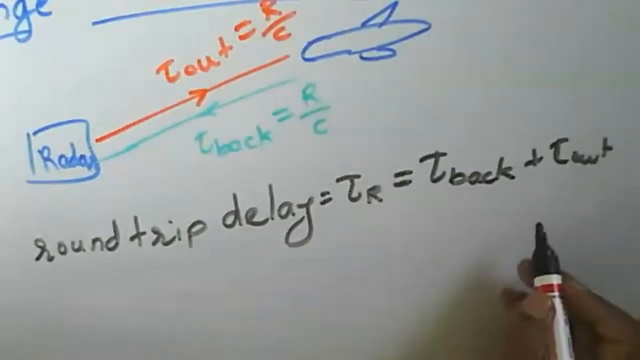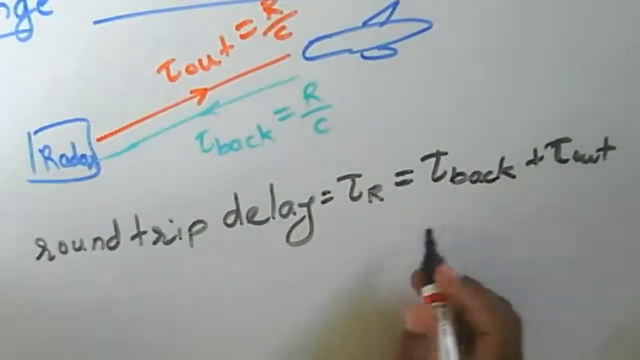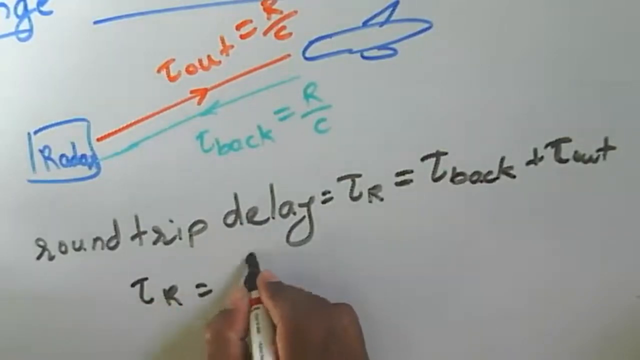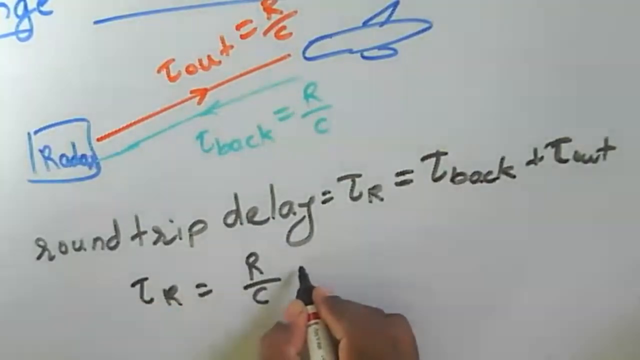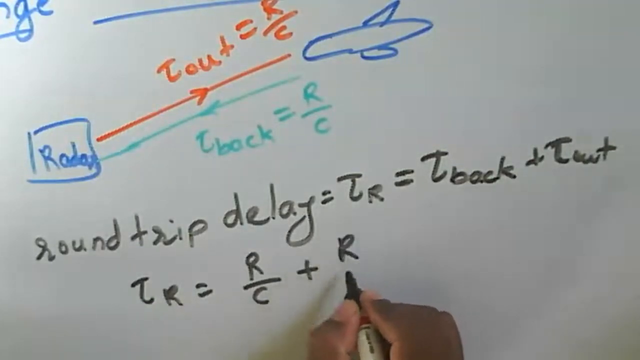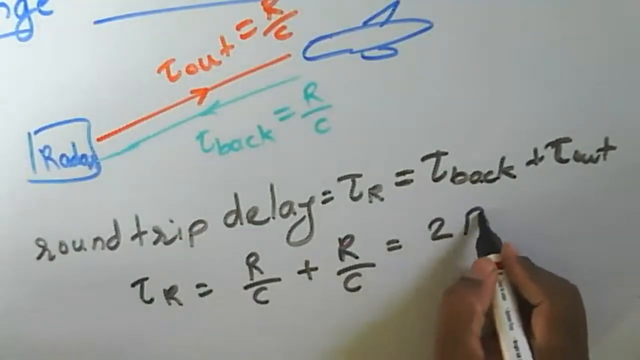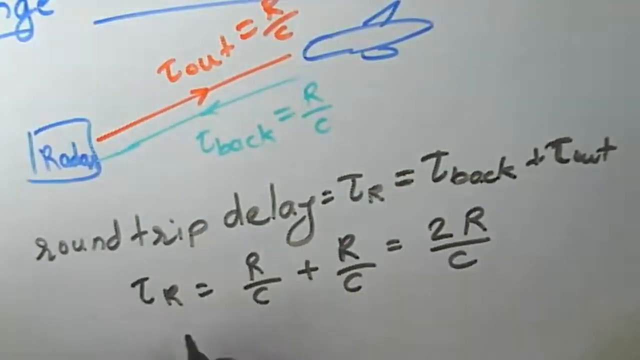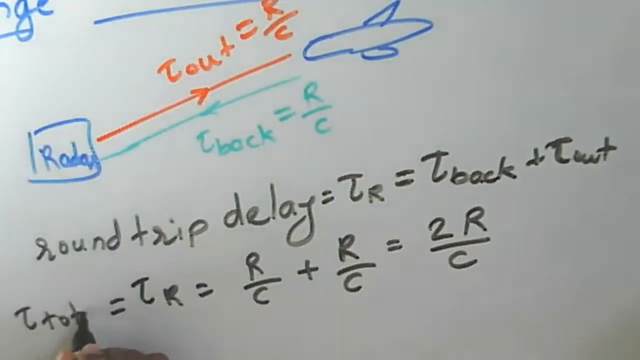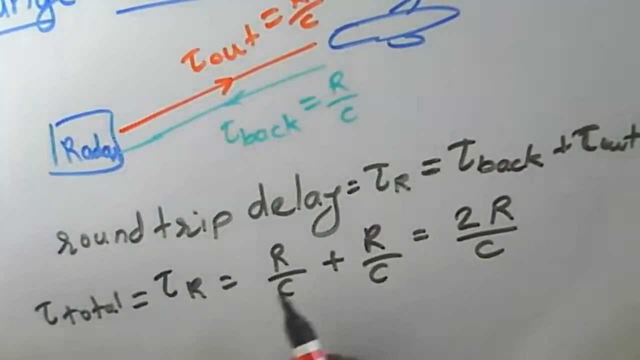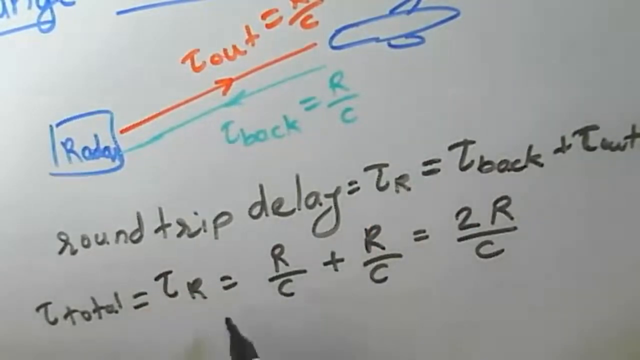Whichever pulse we transmit, it is repeating. So we can write T R equal to T out plus T back, and both are R by C. So this is twice R by C. That is the round trip delay, or the total time: the time required to transmit the pulse and again receive the pulse. That is the total time required for this particular pulse.